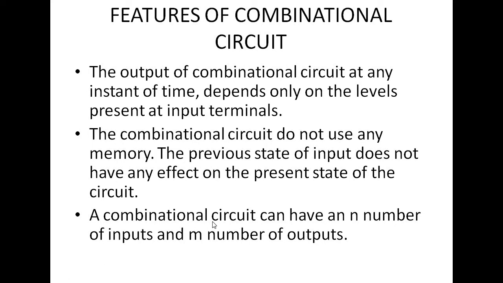Next, a combinational circuit can have n number of inputs and m number of outputs. That means you can give any number of inputs and get any number of outputs. From these points you can remember only two lines. First, in a combinational circuit, present output depends on present input. Second, no memory element is required.